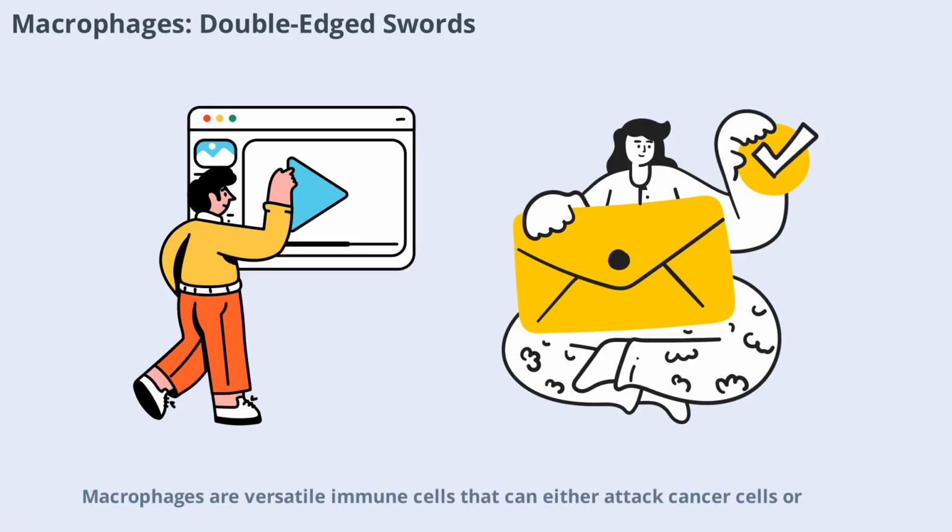Macrophages are versatile immune cells that can either attack cancer cells or paradoxically support tumor growth. In the tumor microenvironment, some macrophages, known as tumor-associated macrophages (TAMs), can promote inflammation and tissue repair, but others may suppress immune responses and help tumors evade destruction. The balance between these different types of macrophages can influence the outcome of cancer progression and therapy.